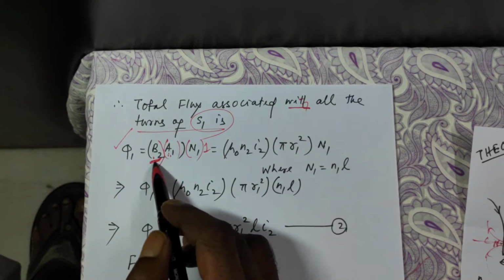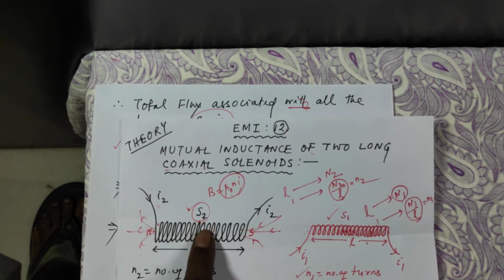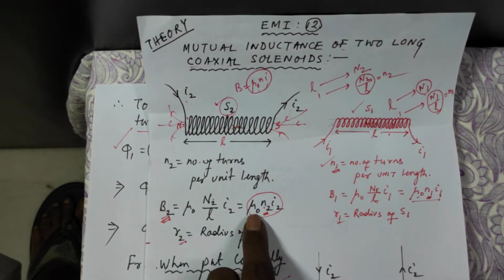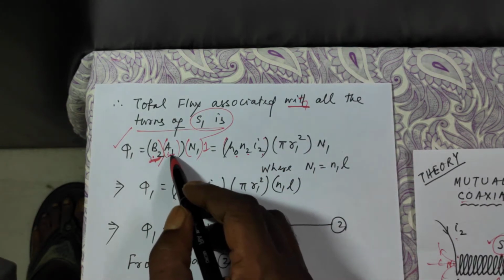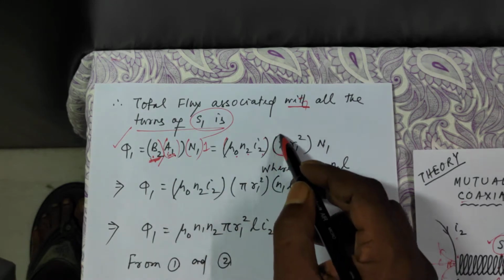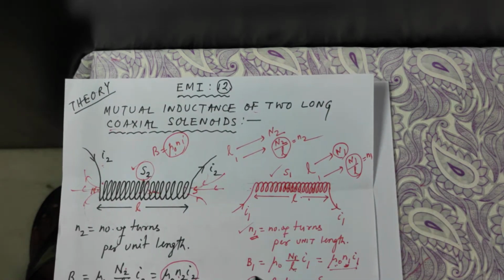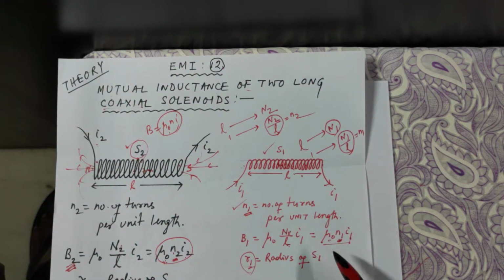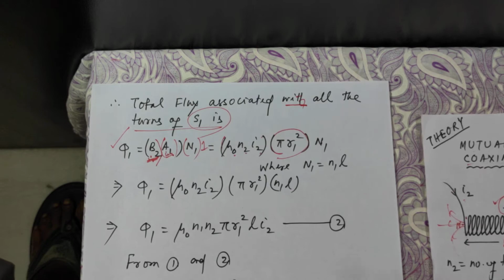So B2, that is due to this, by passing current I2, the magnetic field due to this is B2. That is, I have explained here, mu naught N2 I2. So B2 is equal to mu naught N2 I2, area of each turn of S1, pi R1 square, because the radius of S1 was taken as R1, and this solenoid has how many number of turns? Total number of turns here is equal to N1. So multiplied by N1 will be the total flux.